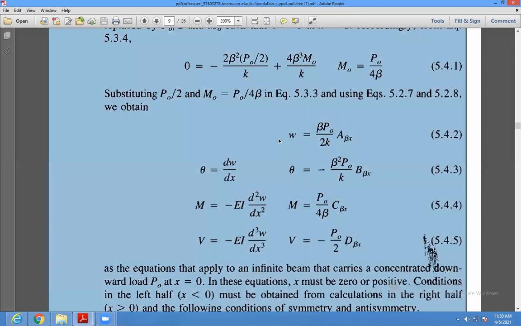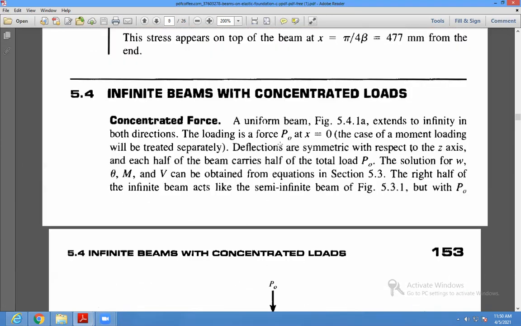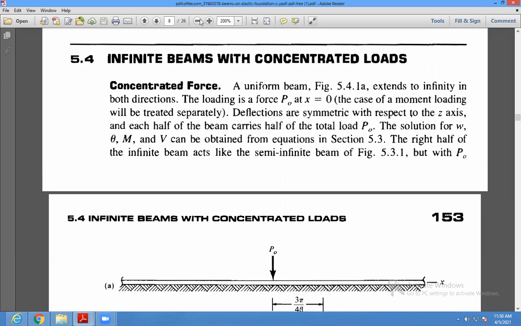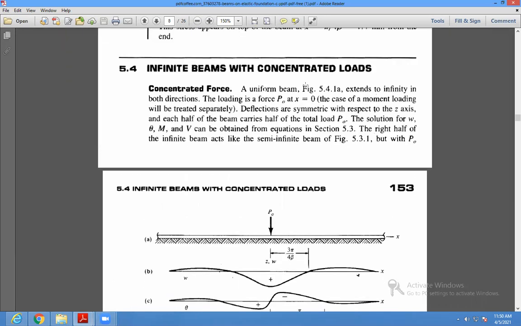Please write the heading: infinite beams with concentrated loads.